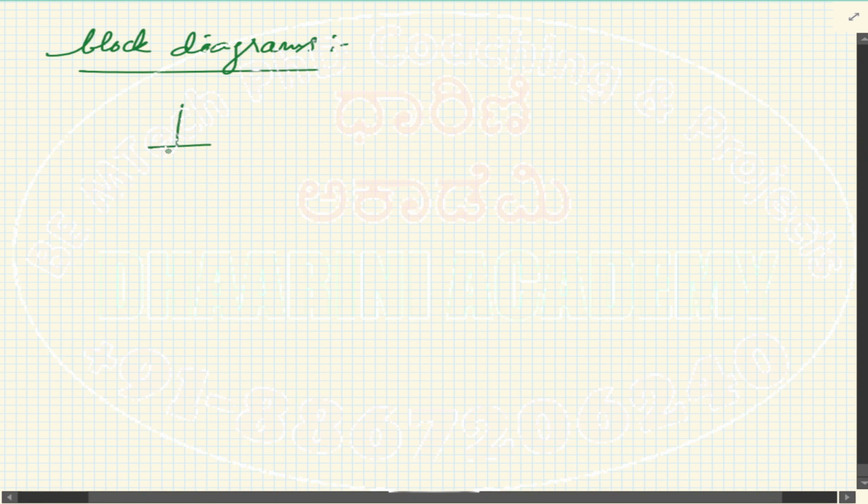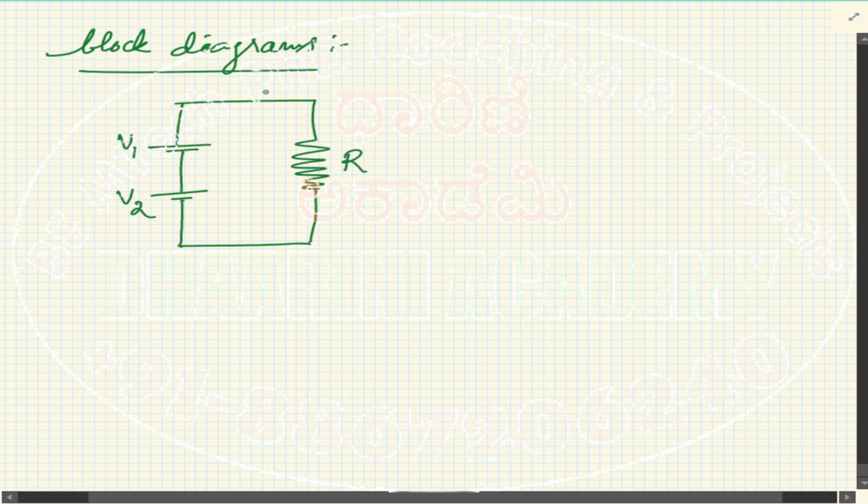The first example: I have, say, two voltage sources, and let's keep the circuit very simple. Let me consider only one resistor. This is V1, this is V2, and this is the resistance. Now because of this there is an output, that is current. So voltages are the inputs here, and the current is the output.